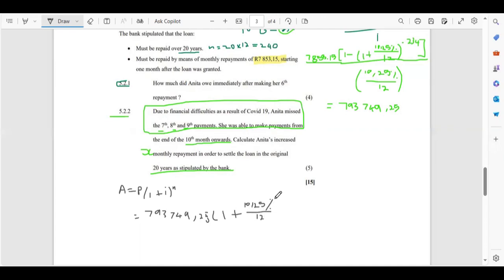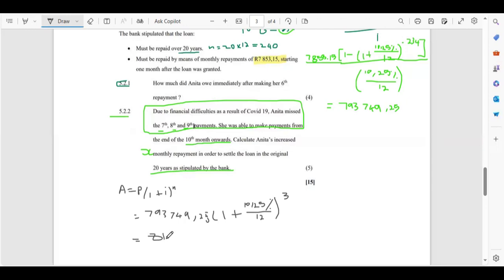Now, what about my n? I said I want to find the amount this person is owing after they missed 3 payments. So my n would be 3 months, right? Because we're starting from the 6th up until the end of the 9th month. So punching this into my calculator, I would find out that Anita is owing 814,000. Now, this is after she missed this 9th payment. She is now owing 814,000.